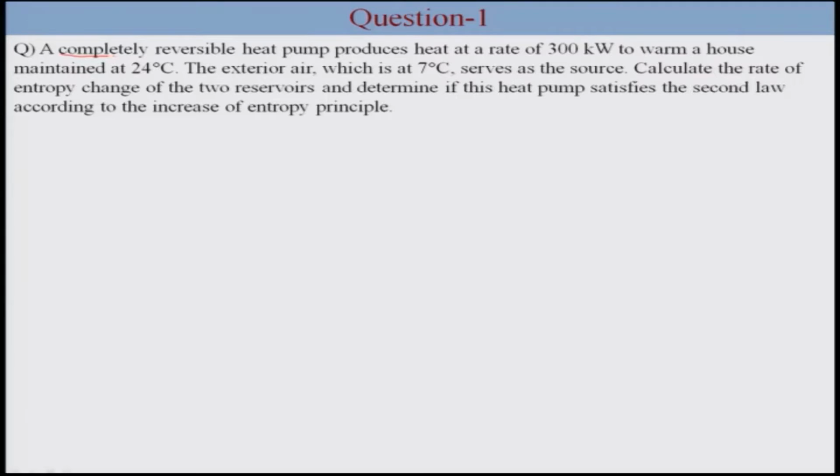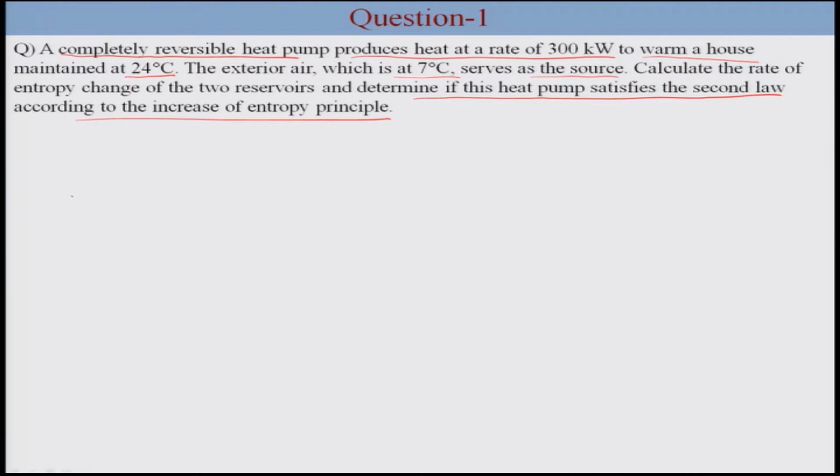Today we will be discussing a few problems related to entropy. In the first problem, a completely reversible heat pump produces heat at a rate of 300 kilowatt to warm a house maintained at 24 degrees Celsius. The exterior air, which is at 7 degrees Celsius, serves as the source. Calculate the rate of entropy change of the two reservoirs and determine if this heat pump satisfies the second law according to the increase of entropy principle.